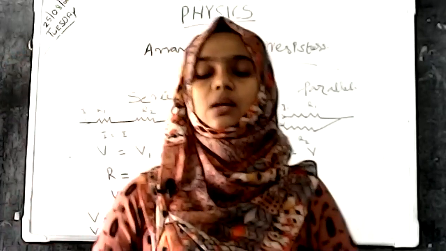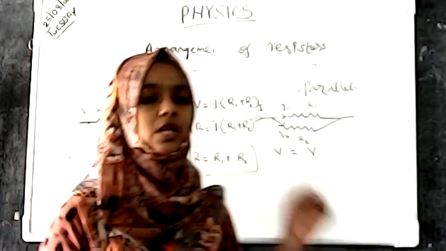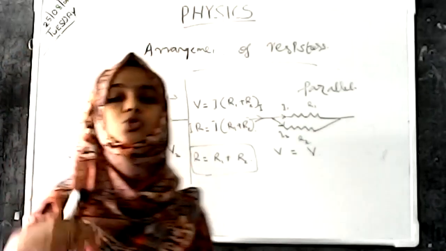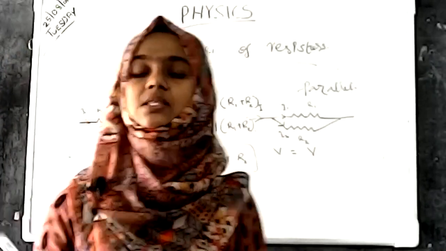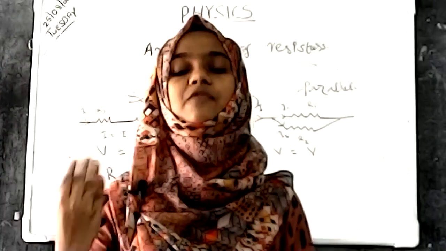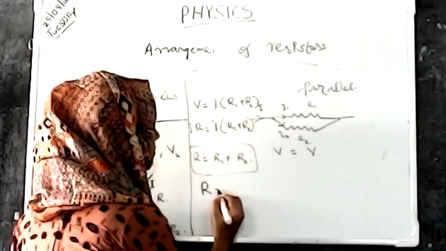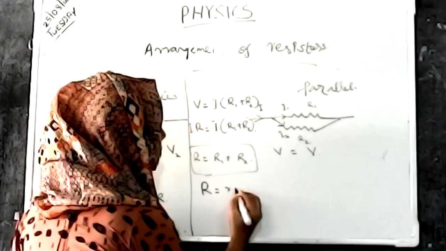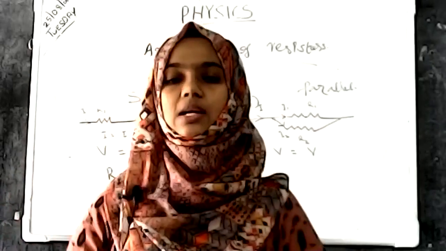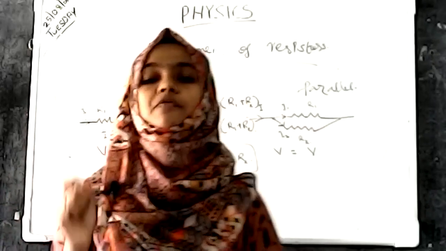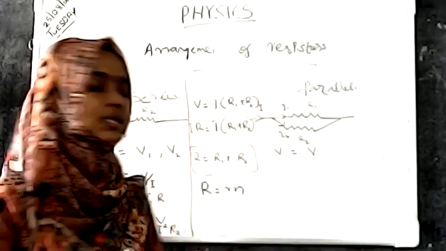And in the other case, the resistances of the resistors are the same. If we use a series connection with two or more resistors, but the resistance of the resistors is the same, the effective resistance is R is equal to R into N. Here R is the resistance of the resistor and N is the number of resistors in the circuit.